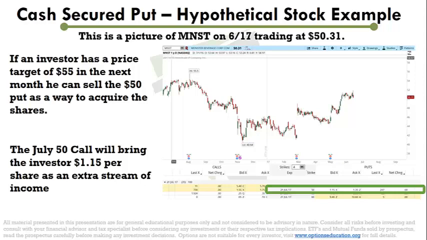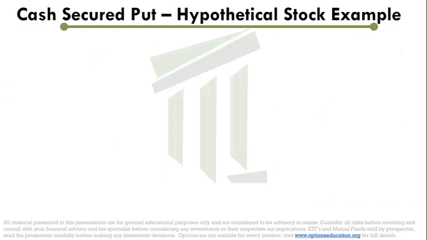So the July 50 put will bring in the investor $1.15 per share as an extra stream of income. Now, the $1.15 goes into the investor's account immediately. However, the $50 per share is secured so that investor does have the cash available to buy the stock at that price if indeed it goes down to that level. Now, once again, over the course of the next 3 months, the stock can move up, down, or sideways.